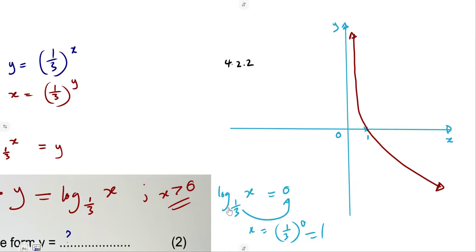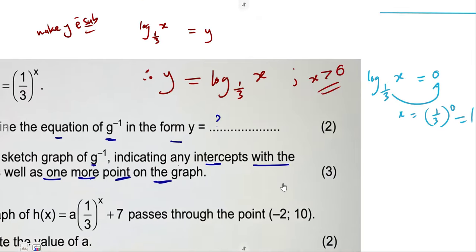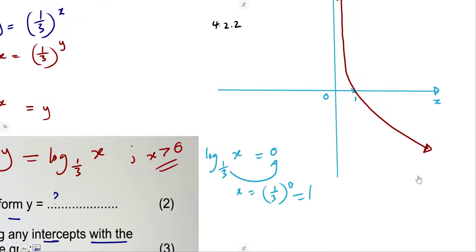But there must be another point, one more point, because we need the axis as well as one more point. Which point can we use? We can even use 3. It is easier, guys, since we have 1 over 3. So use multiples of 3. If it is 1 over 2, use multiples of 2. For 1 over 3, we can use multiples of 3: 3, 6, 9, and so on. In fact, not just multiples, but we can say powers of 3.